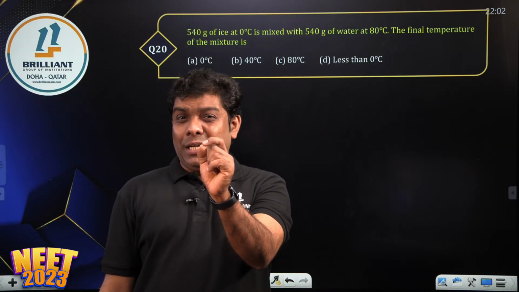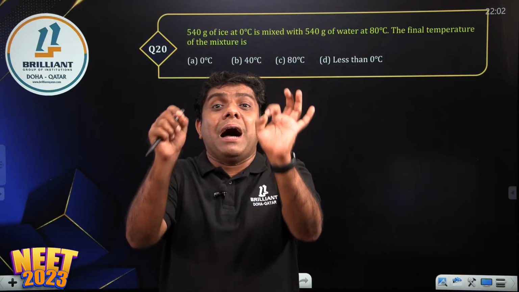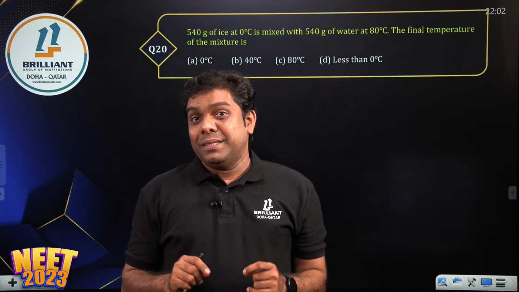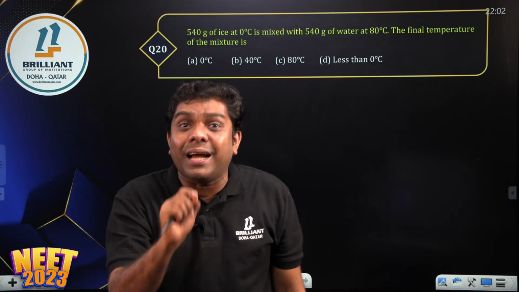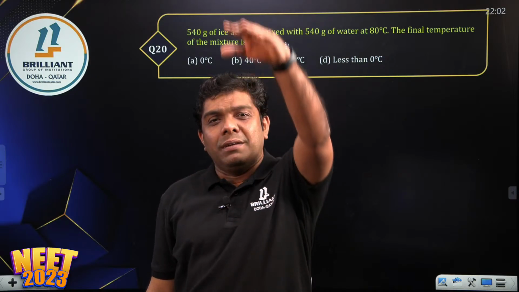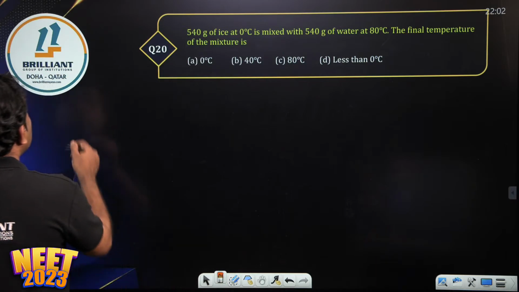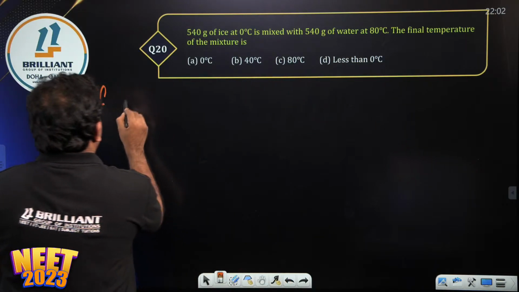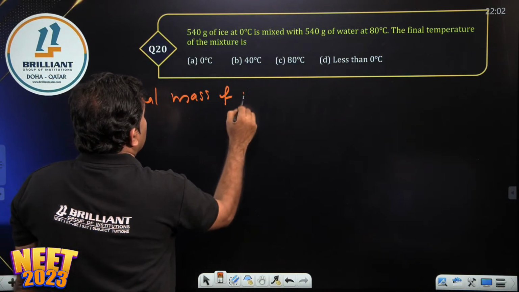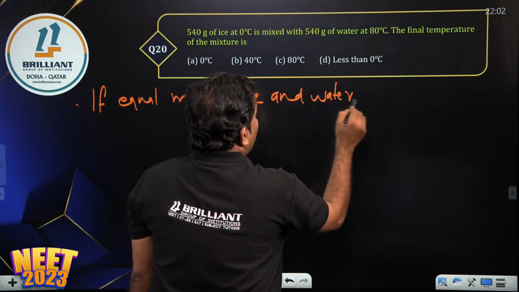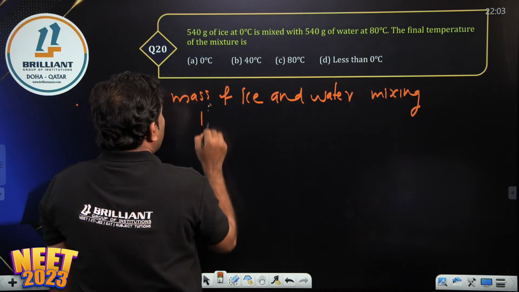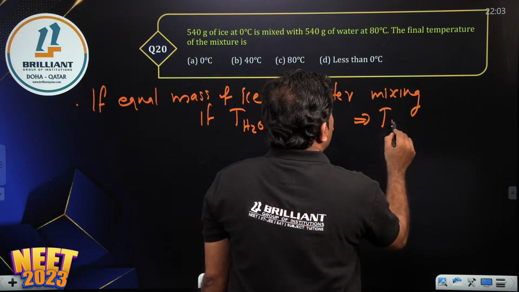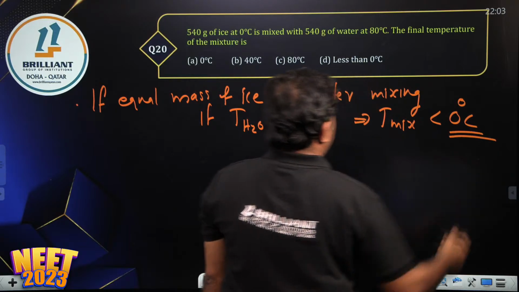There is an important point I am saying. Look, the shortcut. If equal masses of ice and water are mixing, please listen here: if the temperature of water is less than 80 degrees Celsius, then the temperature of the mixture will be less than 0 degrees Celsius.